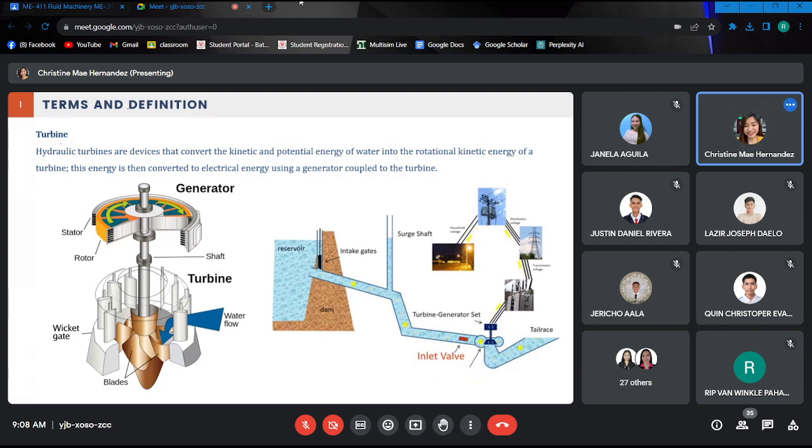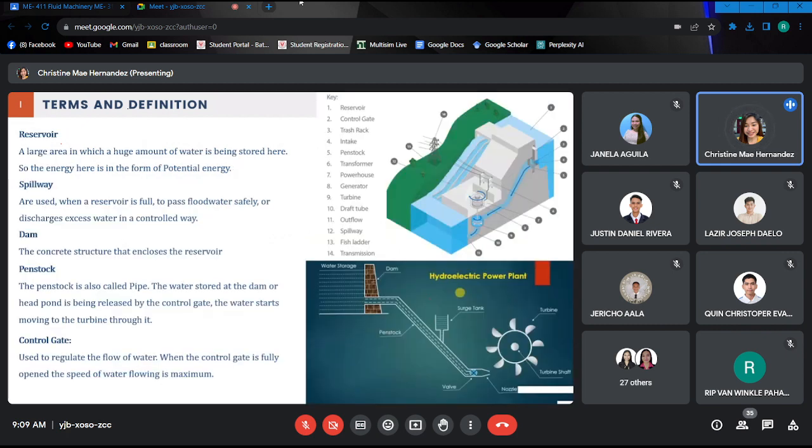For example, gas turbines are commonly found in power generation and in aircraft engines, while steam turbines are more often used in power plants to generate electricity. So for hydraulic turbines or water turbines, it produces electricity from the flow of water and are used in hydroelectric power plants. So for terms and definitions, reservoir: a large area in which a huge amount of water is being stored. So the energy here is in the form of potential energy.